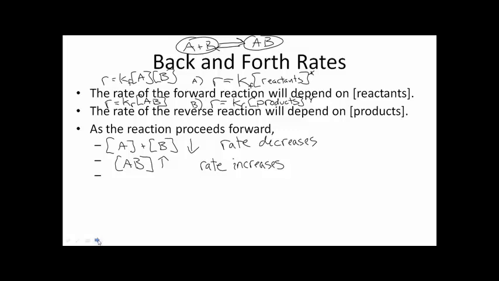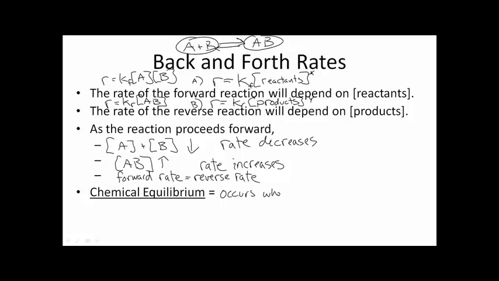And at some point, you will come to a place where the forward rate equals the reverse rate. So the forward rate will slow down, the reverse rate will speed up, and eventually they'll meet somewhere. So in a nutshell, chemical equilibrium occurs when the forward and reverse rates of reaction are equal.